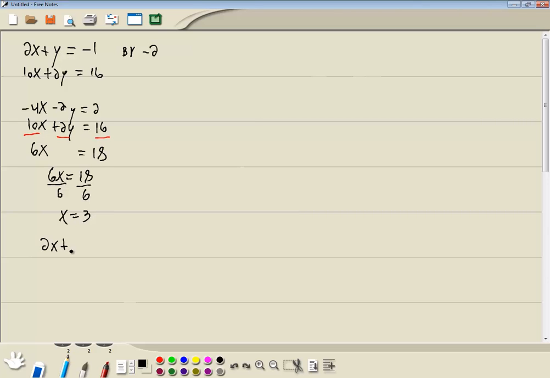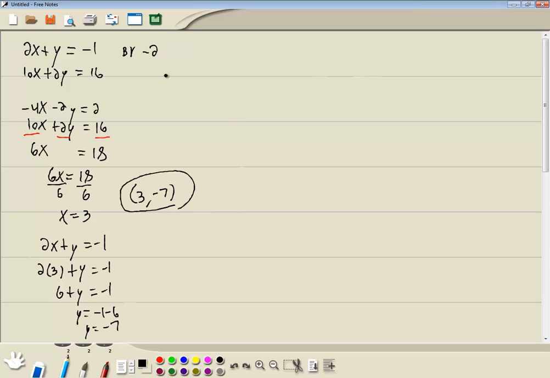So I got 2x plus y is equal to -1. And we said x is 3. So I got 2 times 3 plus y is equal to -1. Gives us 6 plus y is equal to -1. Take 6 over. And we got y is equal to -1 minus 6, or y is equal to -7. So our answer is going to be 3, -7.